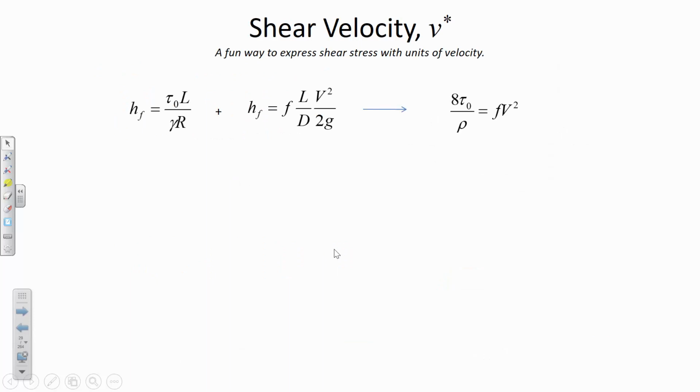Okay, your homework assignment asks you to calculate the shear velocity for a couple of problems, and I wanted to explain a little bit about what the shear velocity is.